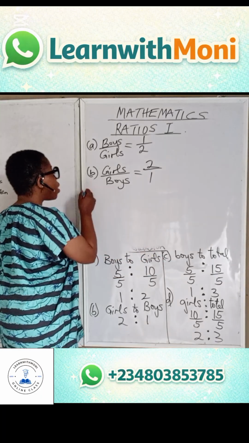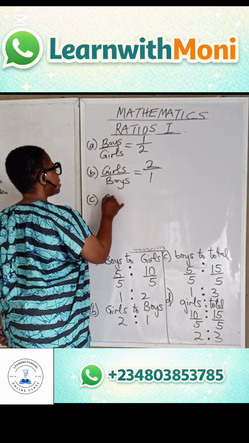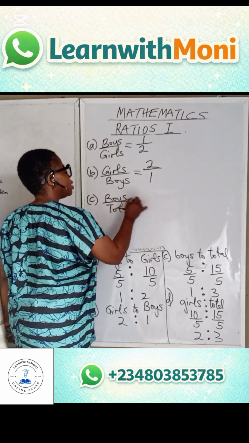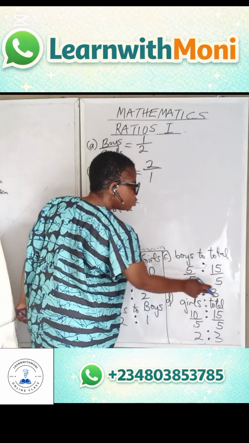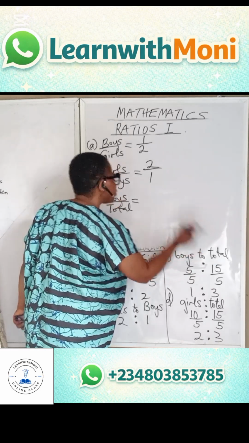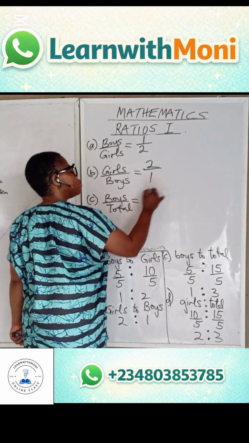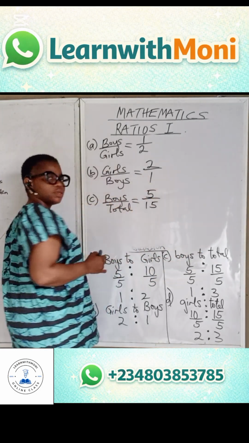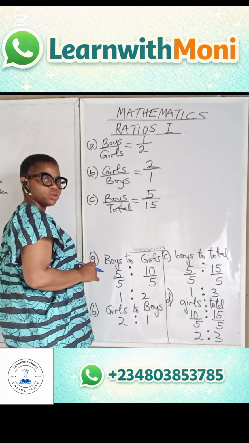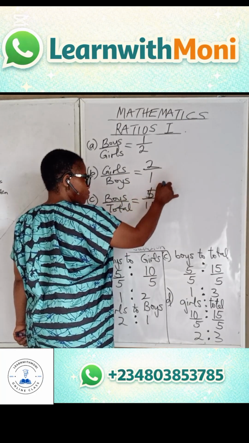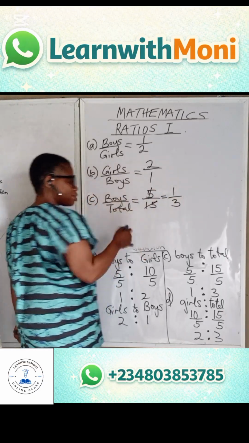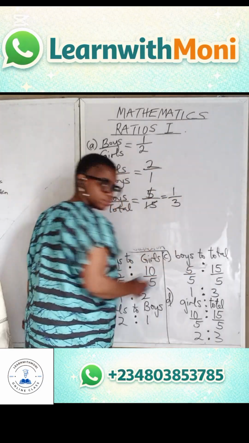The ratio of boys to the total in the class. We got ratio 1 to 3. Okay, let's pick that from ratio 5 to 15. Look at it, 5 to 15. Just like every other normal fraction, you have to reduce to the lowest term. So you have 5 divides 5, 1. 5 divides 15, 3. That is ratio 1 to 3.